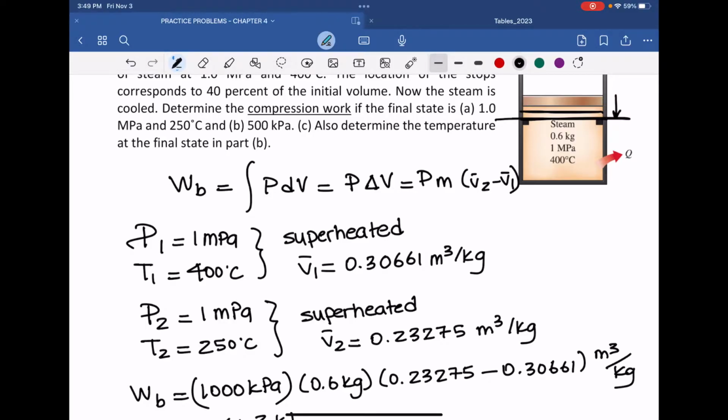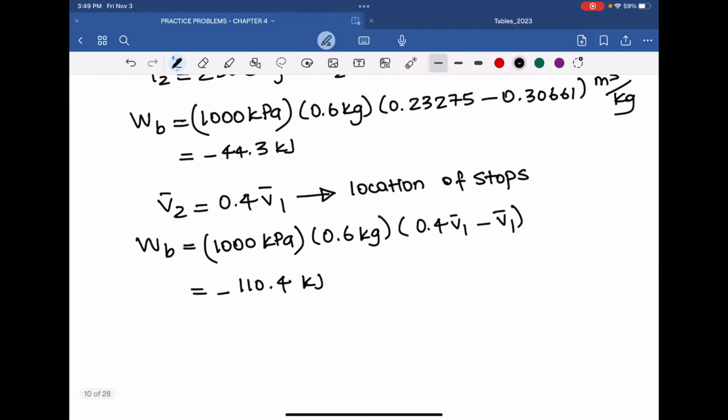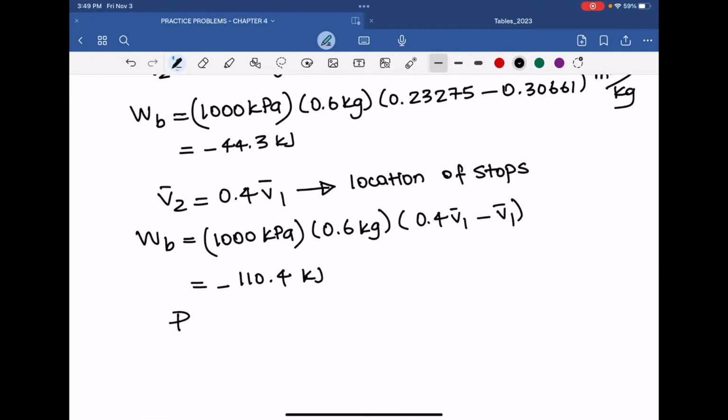So basically, when they're asking what is the temperature at the final state, assuming it is 500 kilopascal, you can figure that out from the tables, knowing that pressure, and then you also know the specific volume, which is 0.4 times V1.